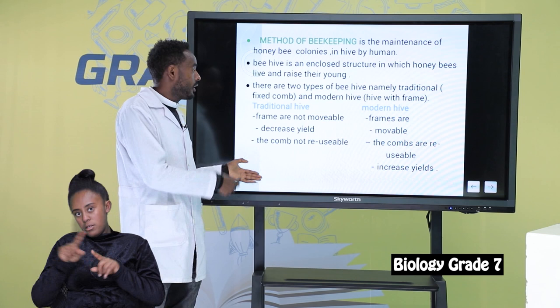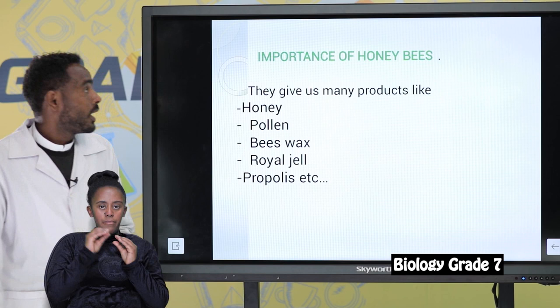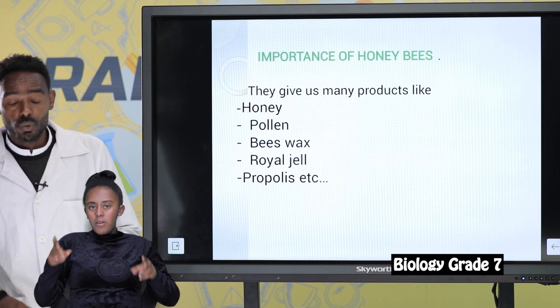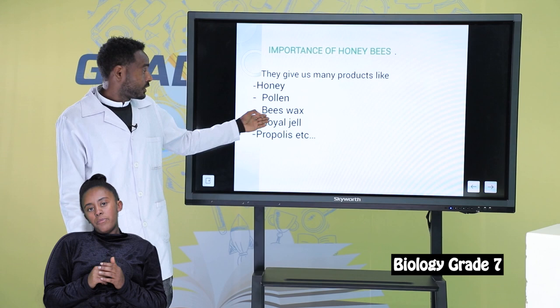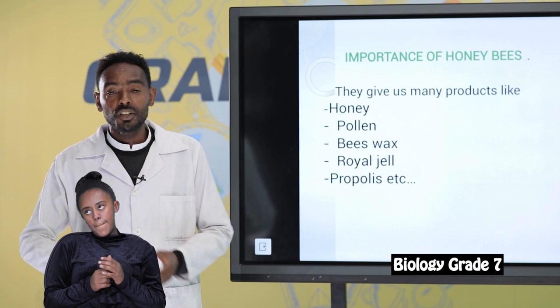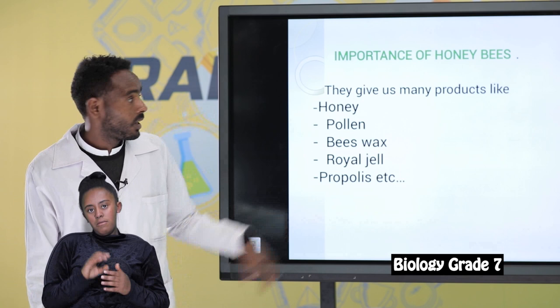Now we see the importance of honeybees. Honeybees are very important to human beings. They give us different products like honey, pollen, beeswax, royal jelly, and propolis. Royal jelly is a milky substance which changes an ordinary bee into a queen. It is a very powerful diet food. Now we see the second subtopic of our lesson today.